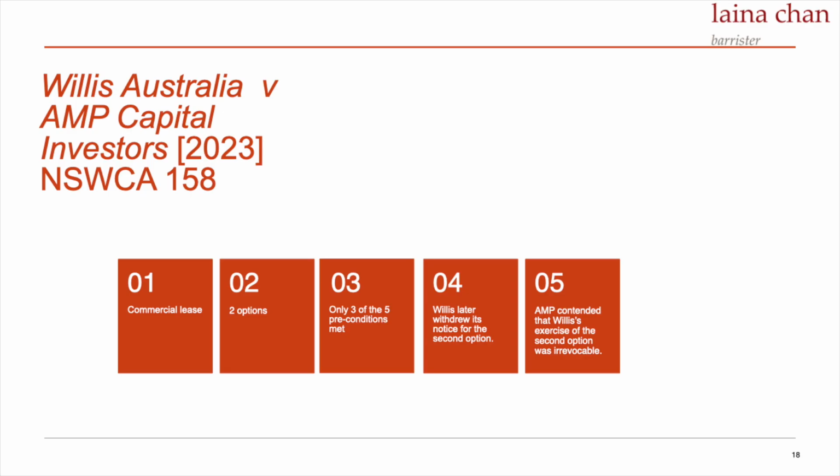So what happened here was, Willis was the lessee. Willis rented a particular space, and then it had an option to renew that space and also to obtain an additional space. At the relevant time, it exercised both options, for Part A and Part B. There were 5 conditions precedent to the exercise of the option, and they complied with the first 3, but they didn't provide the bank guarantee.